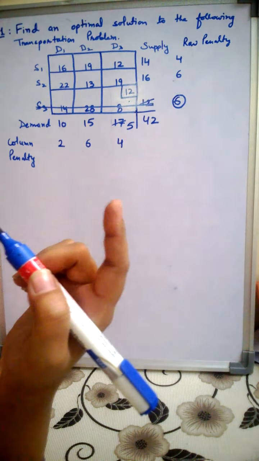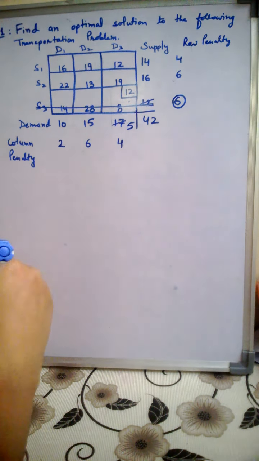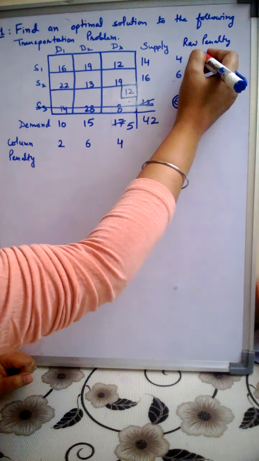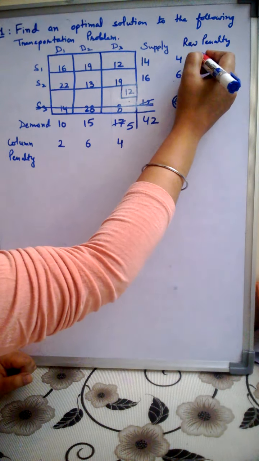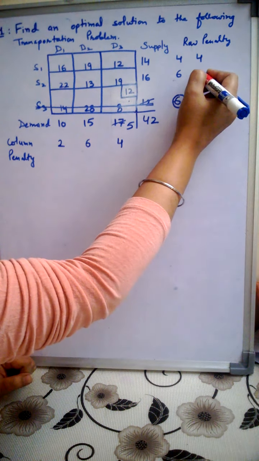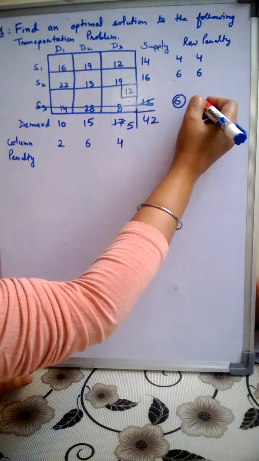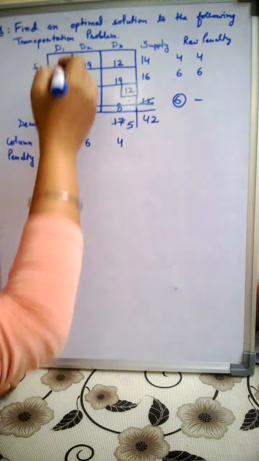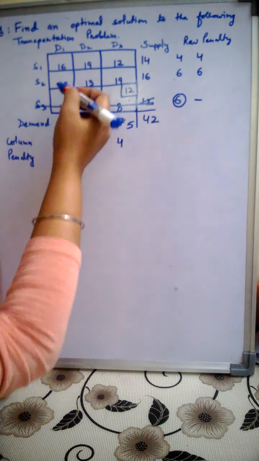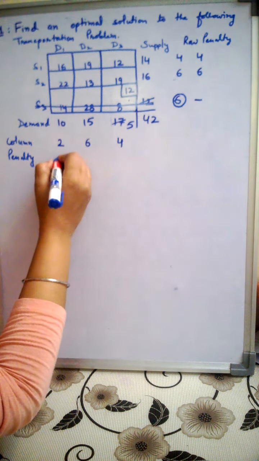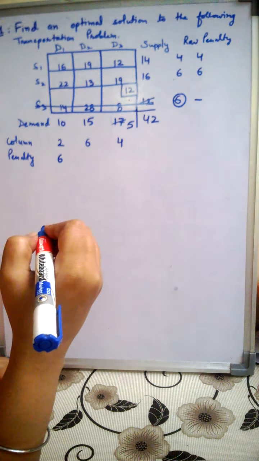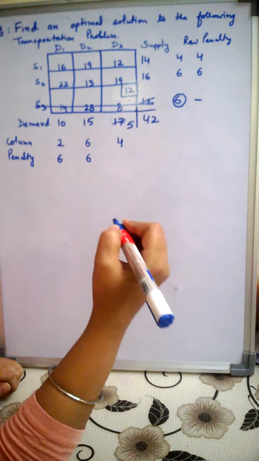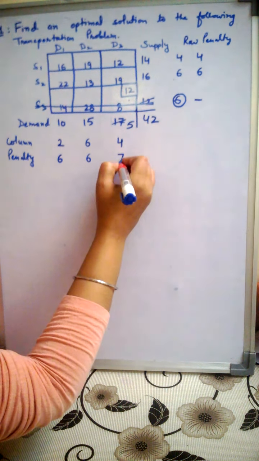Now in order to find the next allocation, we again need to find the penalties. So we'll find the new penalties. First row, the penalty is the difference between 12 and 16, which is 4. Second row, the difference between 13 and 19, which is 6. For the third row, there is no penalty as this row no longer exists. For the first column, the penalty is the difference between 16 and 22, which is 6. For the second column, the penalty is 6, and for the third one it is 7.